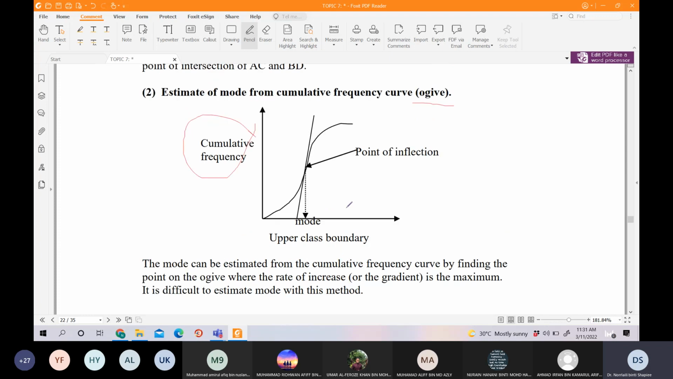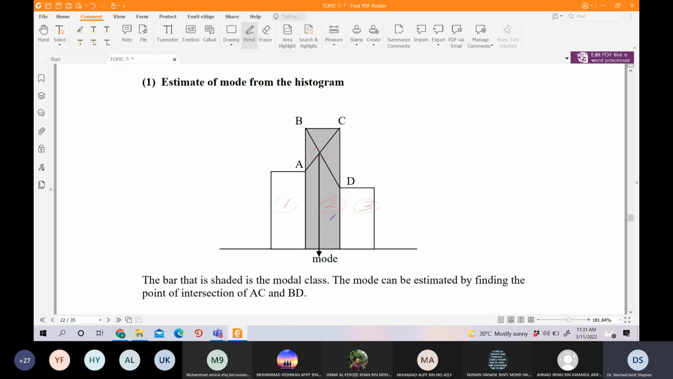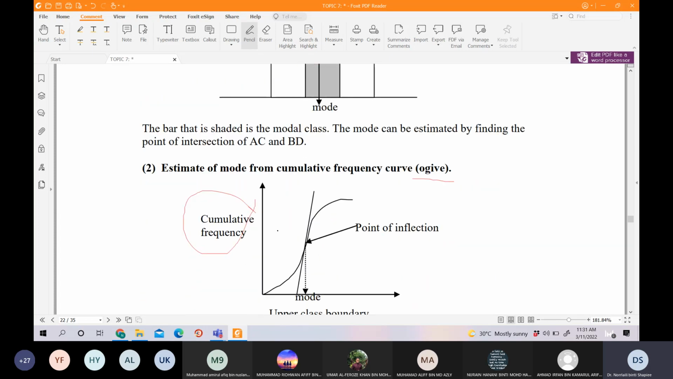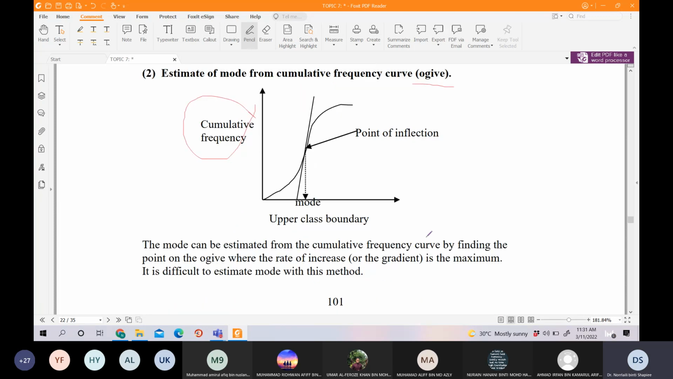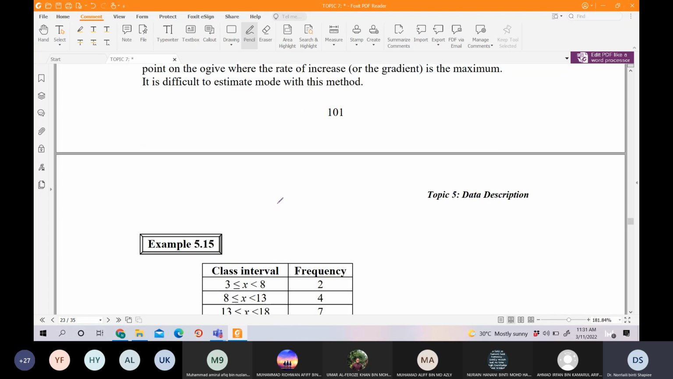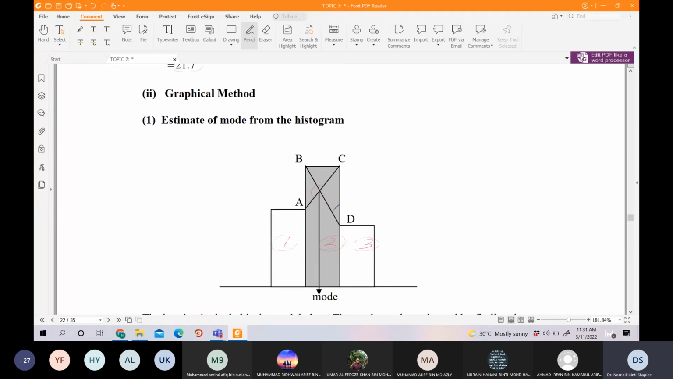Okay, maksudnya, okay, sebelum ni kita tahu mode boleh cari melalui histogram. Okay, rupa-rupanya boleh cari juga dengan guna Ogive. Okay, which is a cumulative frequency. Okay, macam mana? By finding the point on the Ogive where the rate of increase ataupun gradient is the maximum. Okay, tapi kat sini susah sikit lah nak cari sebab kita pun tak tahu. Okay, berapa point dekat sini. Right? Okay. So, compare to the Ogive dengan histogram, histogram more easy.